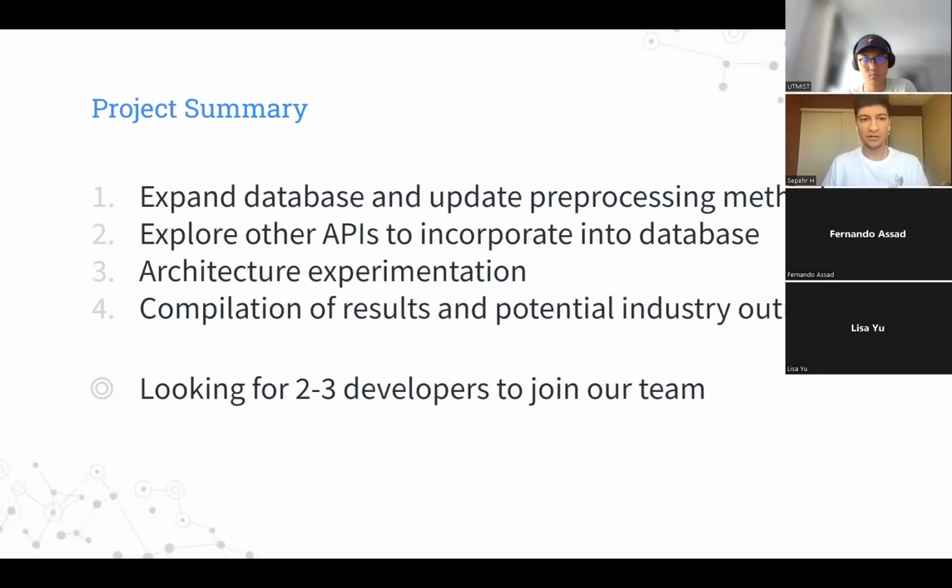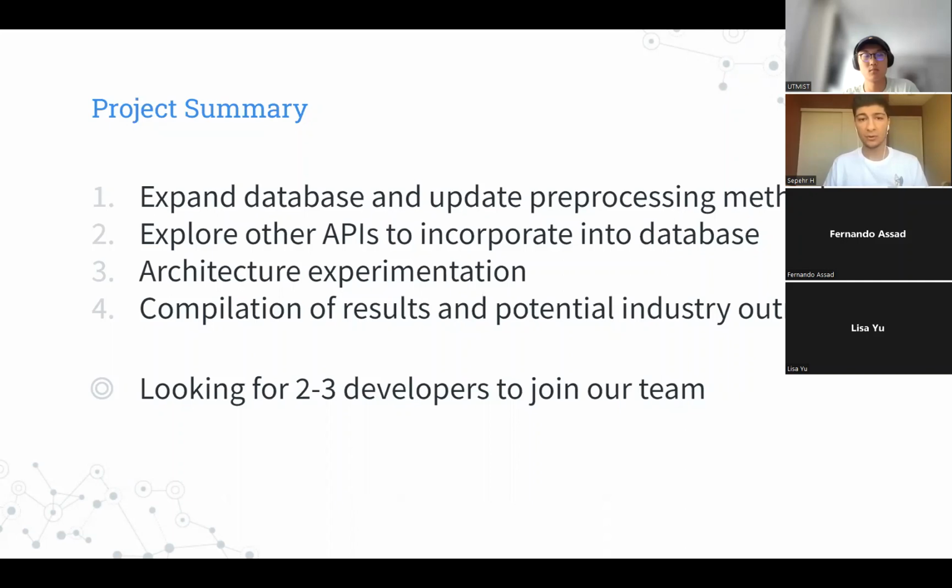So this is our project summary. There's 4 main tasks we want to work on this year. So the first is to expand our database and update pre-processing methods. So what that means is we want to add several attributes to our 36K homes. For example, amenity information, image data for all these homes. And we want to update our pre-processing methods for these as well.